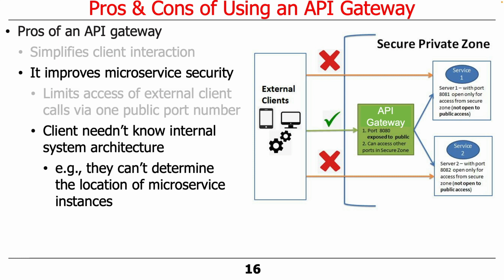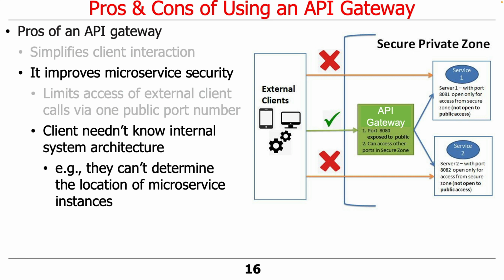Another nice thing is the clients don't need to know anything about the internal system architecture. They don't know, they can't know, they don't care, they shouldn't care, they can't care where the microservices are actually running. And those could be put anywhere. They could be running on one computer, they could be running on multiple computers, they could be in some kind of distributed web, whatever you want to do.